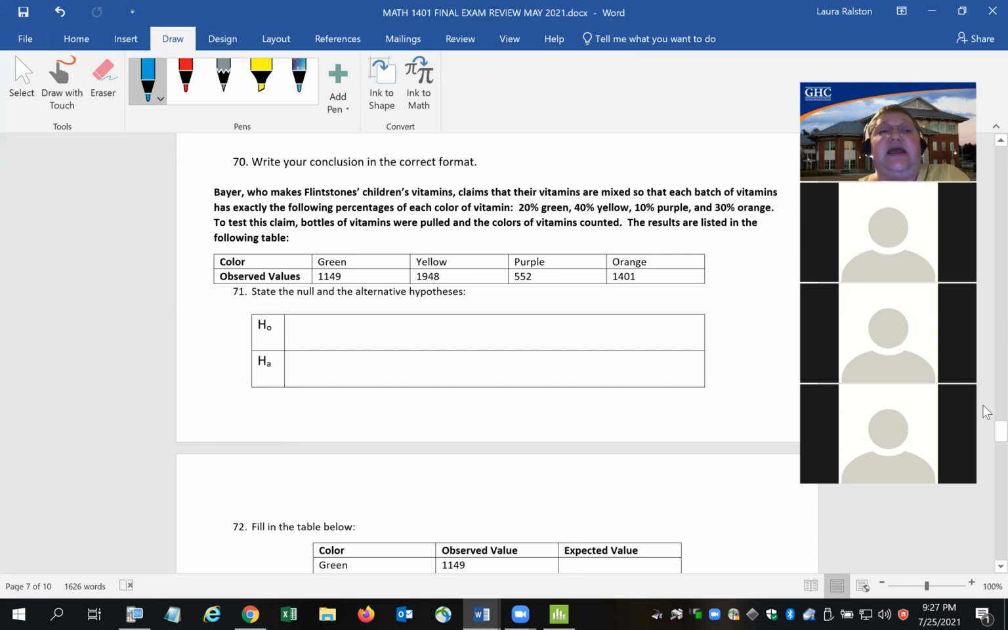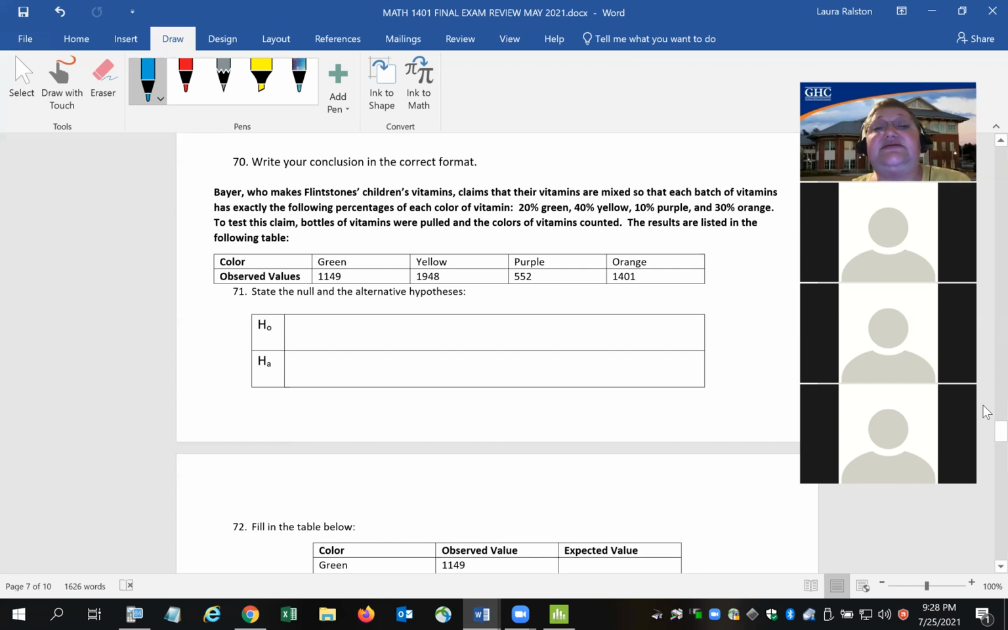To test the claim, bottles of vitamins were pulled and the colors of vitamins counted, and the results are listed in the table. Okay, so then they give you the table. Now, again, one of your challenges may be recognizing, oh, this is chi-square goodness of fit. Chi-square goodness of fit is the only test that we talked about where you can use qualitative data. And this is qualitative because it's talking about the colors, which are words: green, yellow, purple, and orange.